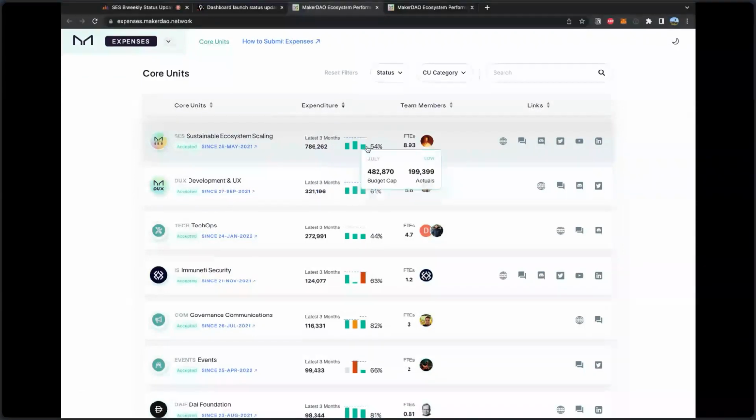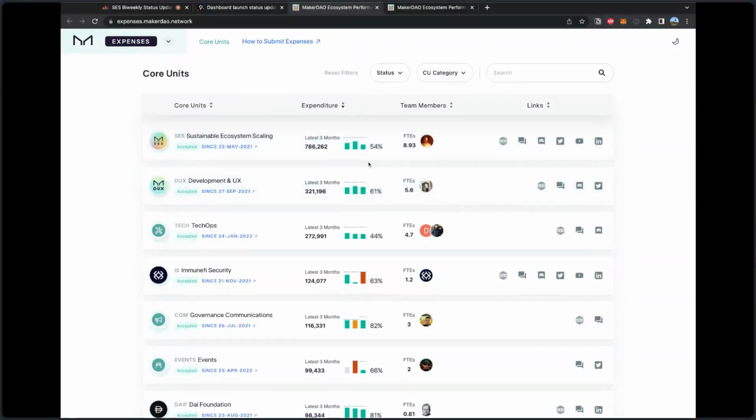A very interesting feature that I personally like quite a bit is getting a really easy glimpse of the spend trend. These 3 bars here are the latest 3 months that a core unit has pushed to the API of their budget information. You can get a really quick glance: how much did they actually spend in, for example, May, relative to the budget cap? Was it close to the budget cap? Was it low?